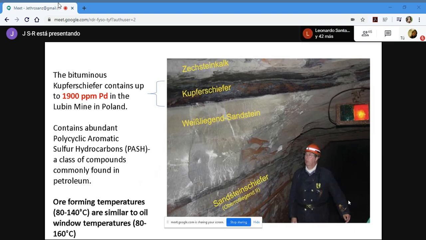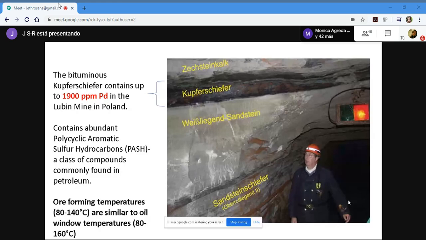Here we give the example of the bituminous Kupferschiefer deposit, which contains as much as 1,900 parts per million palladium in the Lubin mine in Poland. As you can see, the ore-containing layer, the Kupferschiefer itself, is actually quite thin, ranging from maybe 30 to 40 centimeters thick up to several meters thick at most in some locations.